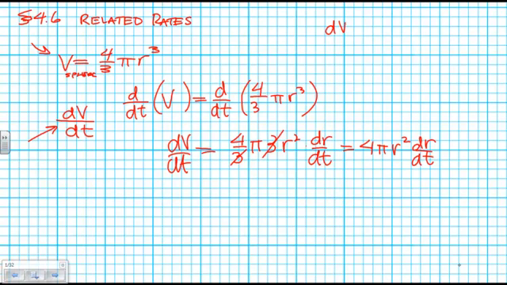I'm interested in this question. If the rate that we're filling up the balloon is 10 cubic inches per second, what is dr/dt when r is 1?